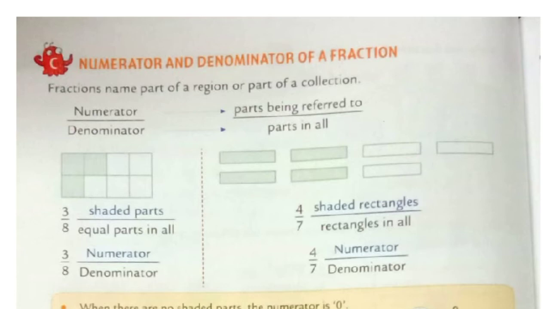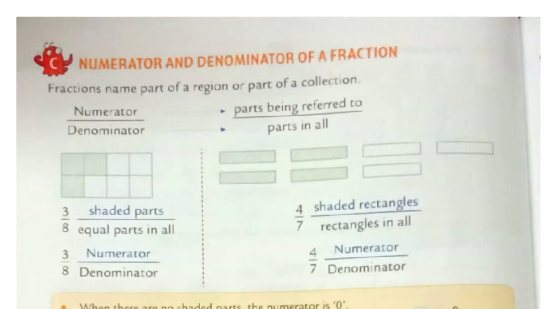Got it? Here just understand this in a part of a collection. Here there are 7 tiles. Out of these, 4 are colored. Okay? Now for our colored portion, what will be the fraction?